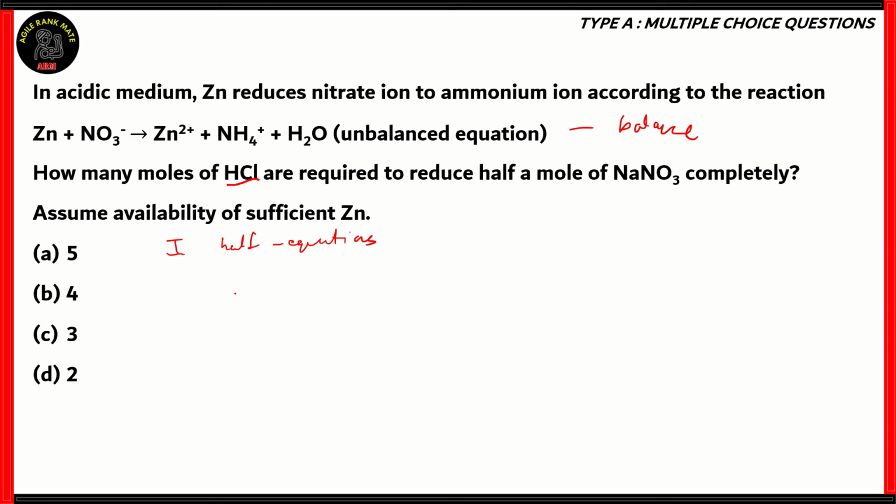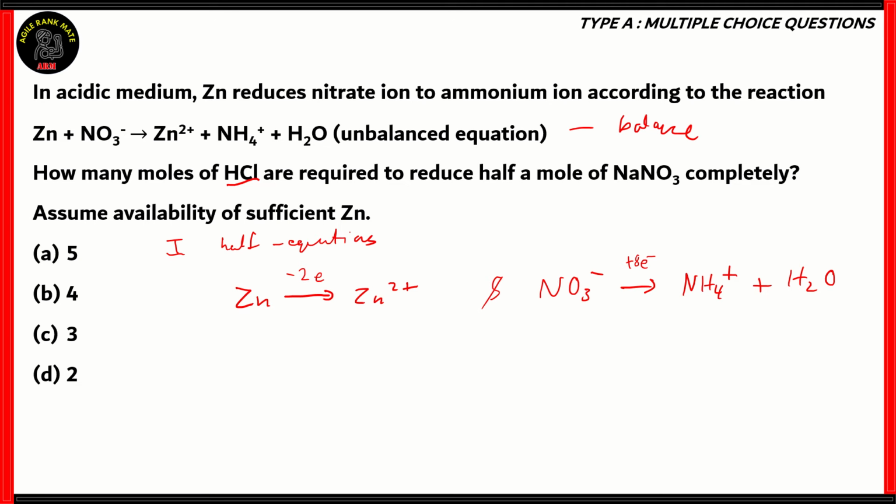So, zinc forming Zn2 plus can be considered as one reaction, and NO3 minus forming NH4 plus H2O is another half equation. Now remember, Zn loses 2 electrons to form Zn2 plus, and nitrogen gains 8 electrons and loses its oxygen to gain hydrogen to form NH4 plus.